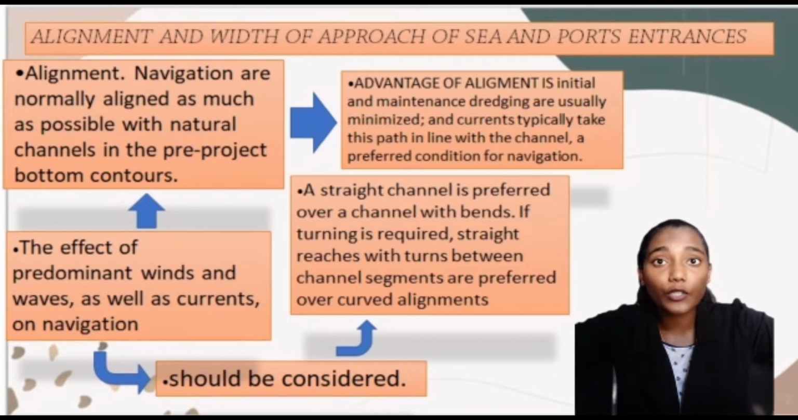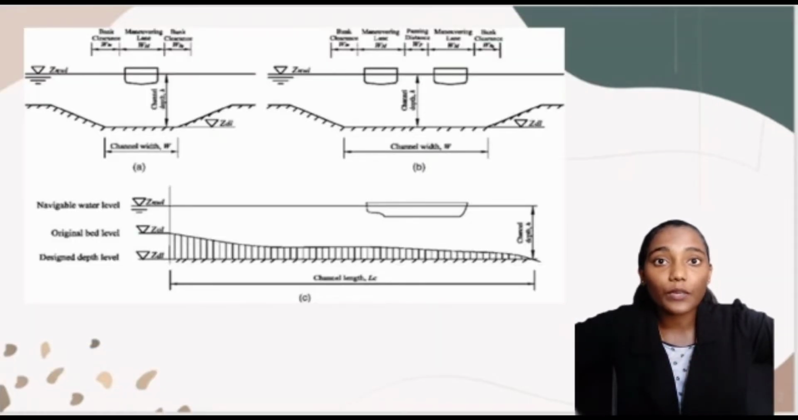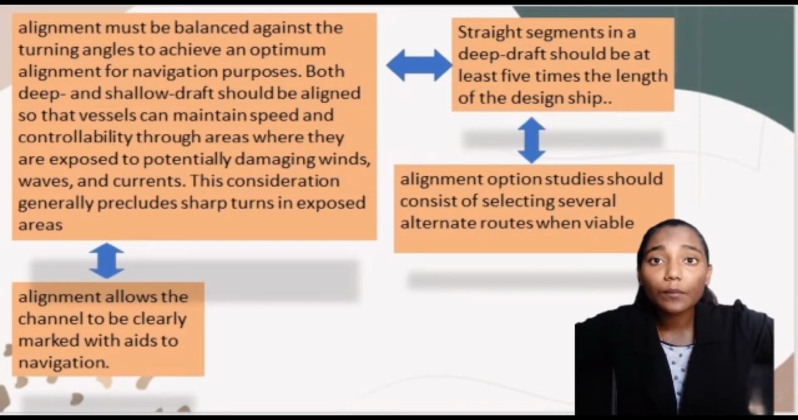The effect of predominant wind and waves, as well as current, on navigation should be considered. A straight channel is preferred over a channel with bends. If turning is required, straight reaches with turns between channel segments are preferred over curved alignment. Alignment allows the channel to be clearly marked with aids to navigation.